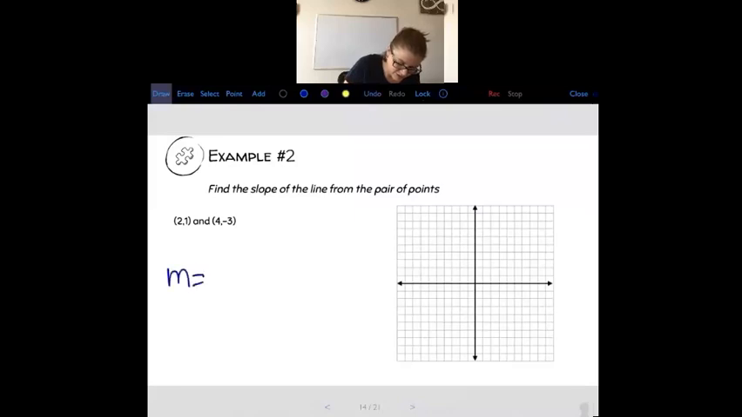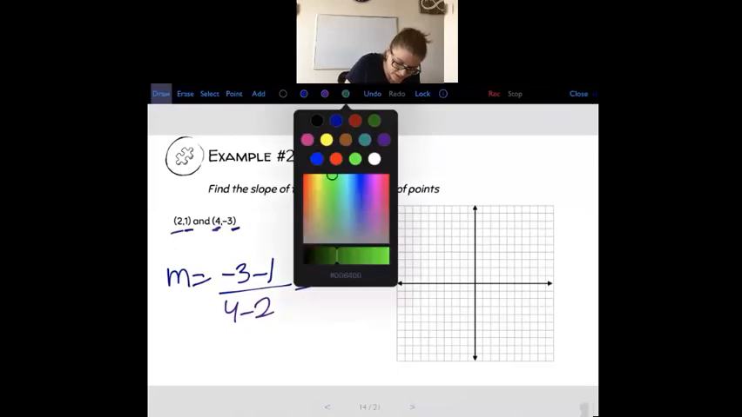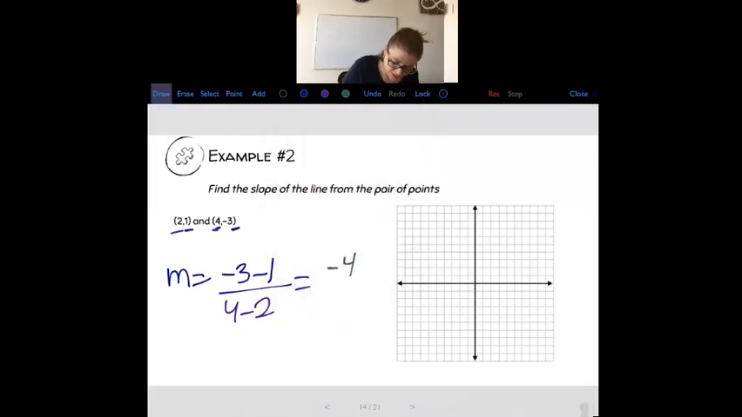And next, find the slope from the 2 pair of points. So m is equal to, we're going to do change in y. So now I'm going to subtract going the other way just to show you the different forms this could come. Negative 3 minus 1 over 4 minus 2. And then you simplify. So 3 minus 1 is negative 4. 4 minus 2 is 2. So if you reduce, the slope would be negative 2. And again, you could plot the 2 points to determine that.